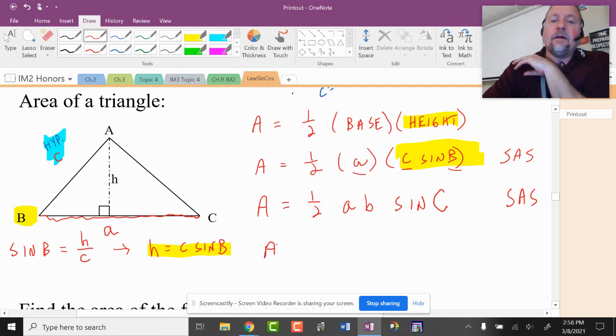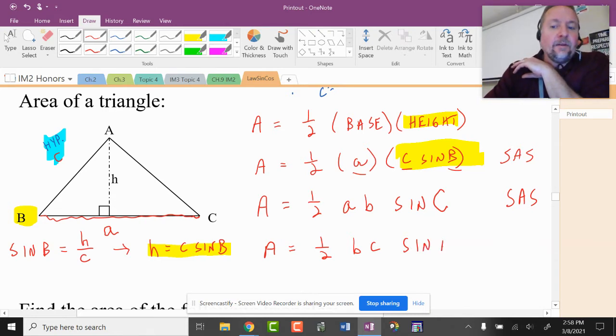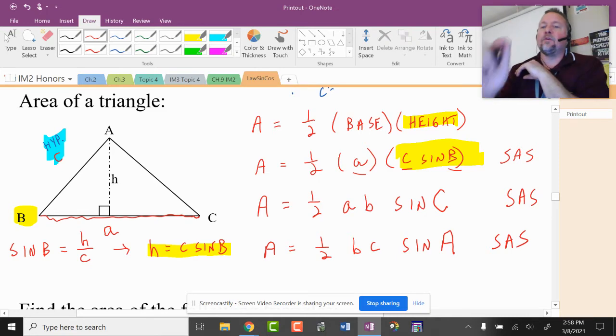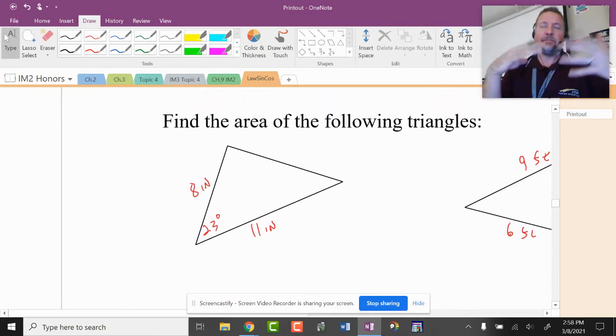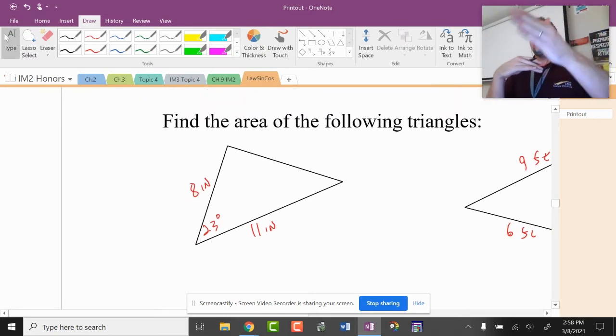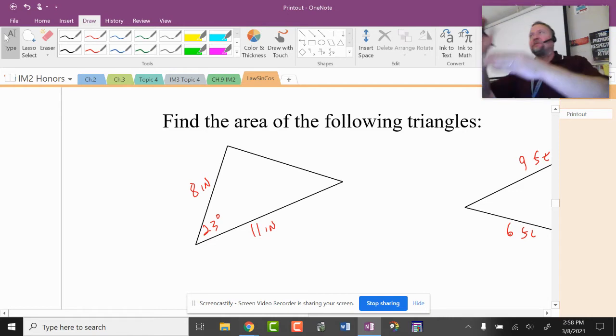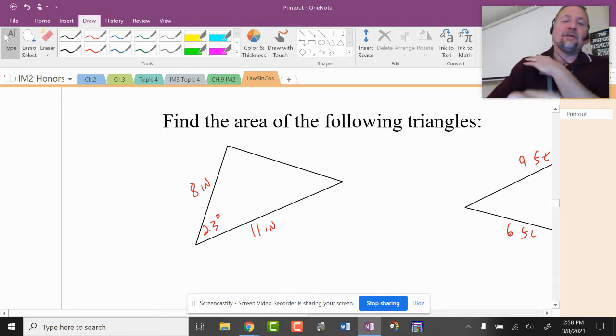Or if I flipped it around and dropped a different height to a different base, then it would be 1/2 BC sine of, anyone? A. So these are formulas that would work just by plugging the numbers in and pressing enter and getting your answer. Of course, triangle PQR, 1/2 PQ, sine of R, right? You'd have to see it probably in a drawing.